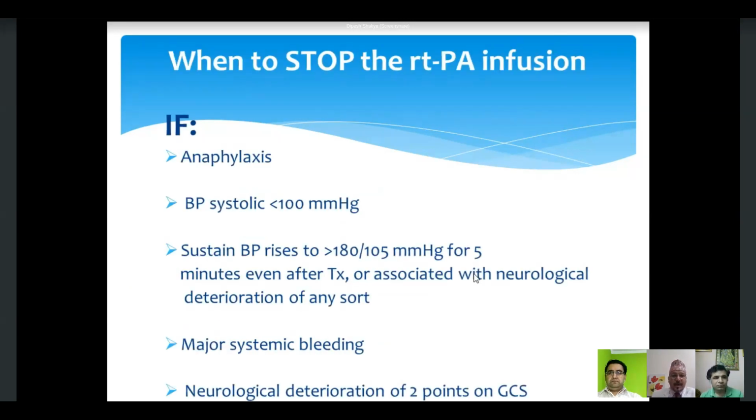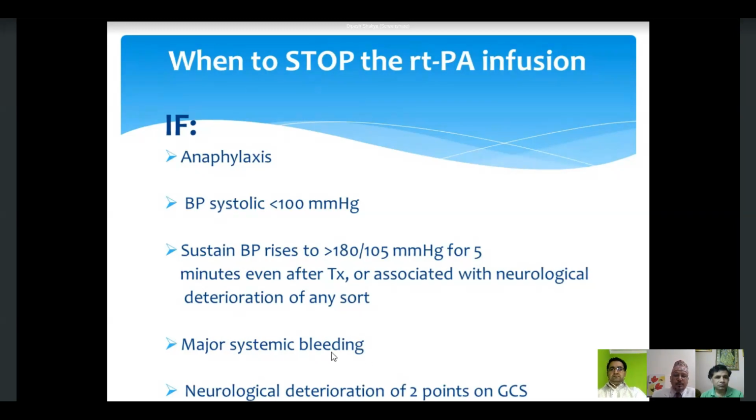When to stop the tPA infusion? If there is anaphylaxis, generally orolingual edema, sometimes a mild form, sometimes a very severe form. Systolic BP less than 100 mmHg, or sustained BP rise to more than 180 by 105 mmHg for 5 minutes even after treatment, associated with neurological deterioration of any sort. Major systemic bleeding, generally severe gastrointestinal or genitourinary bleeding. Otherwise, minor bleeding, oozing blood from the vein or catheter site, is not an indication to stop tPA.